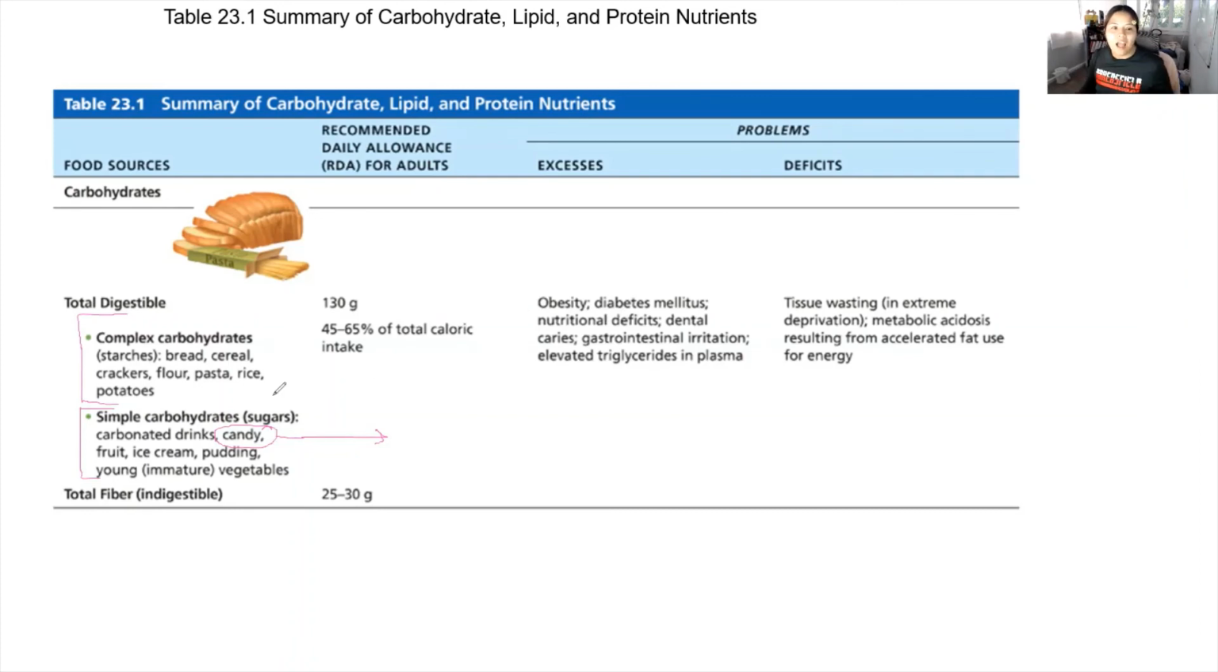Okay. It is recommended that about 45 to 65% of our total caloric intake should be from carbohydrates. However, worldwide, that number is higher. Your lecture notes say it's 70%, but I couldn't find a source to verify that. But it is going to be higher than this 45 to 65% of carbohydrates.